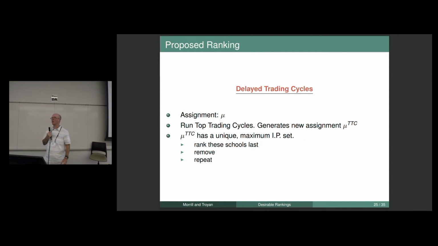All right, so how do we do this? I call this delayed trading cycles, and you'll see why in a little bit. We start with an assignment. There doesn't have to exist a non-trivial IP set, but any Pareto efficient assignment does. And so we're going to use this related assignment and just run top trading cycles, because now this is perfectly Shapley-Scarf world, where we have a student and an assignment, and we can run top trading cycles. We identify the unique maximum IP set. These schools we're going to rank last, and then we're going to remove it and repeat. So basically, this is a result on how we order the cycles when we're running top trading cycles.